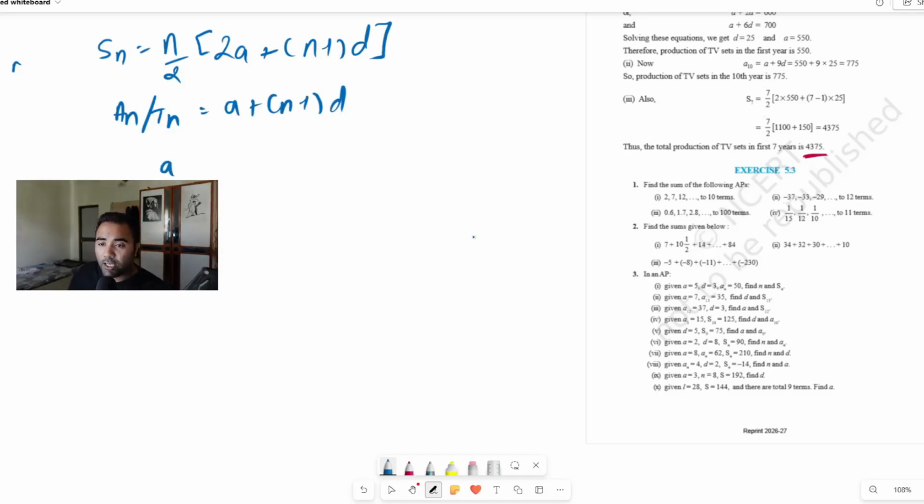What is the other formula that we learned? If you know the a, that is the first term of an arithmetic progression, and l, that is the last term, and you know the number of terms, then you can simply find Sn is equal to n upon 2 a plus l. These are the three formulas that we have learned so far. And any question that you come across from this chapter will be a manipulation of these three formulas. That's it. Nothing more than it.